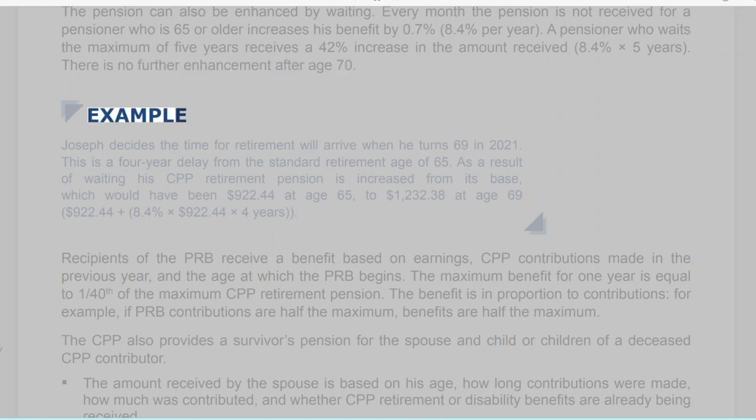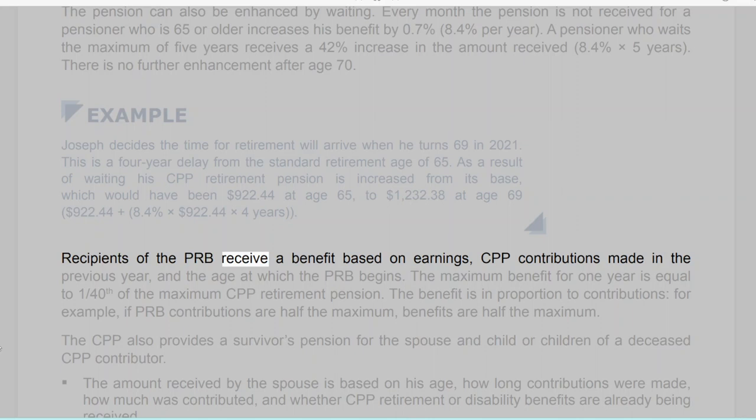Example. Joseph decides the time for retirement will arrive when he turns 69 in 2021. This is a 4-year delay from the standard retirement age of 65. As a result of waiting, his CPP retirement pension is increased from its base, which would have been $922.44 at age 65, to $1,232.38 at age 69, $922.44 plus 8.4% times $922.44 times 4 years.